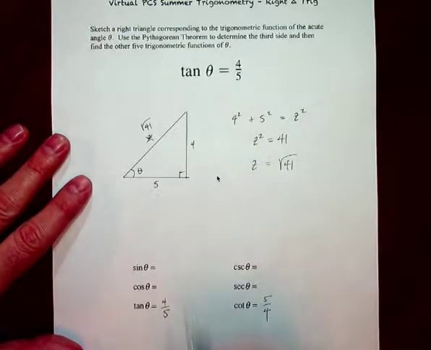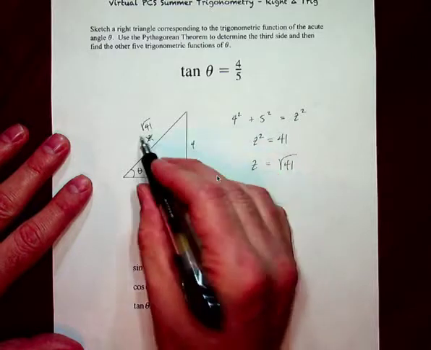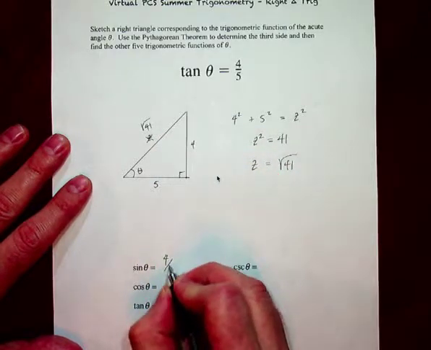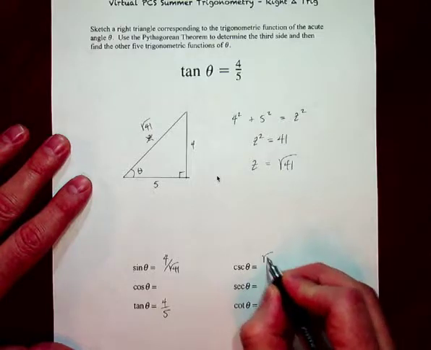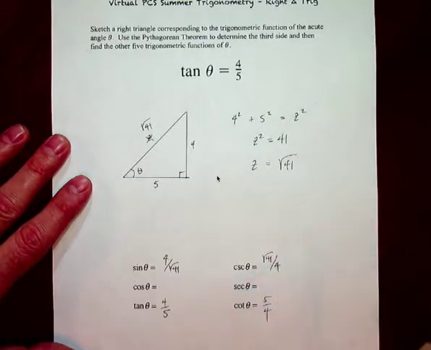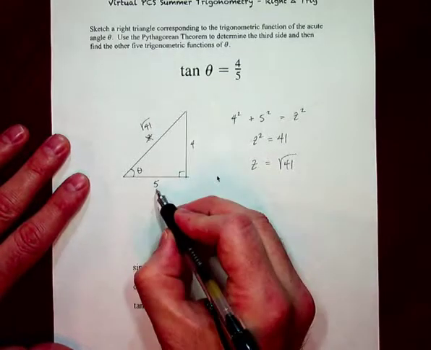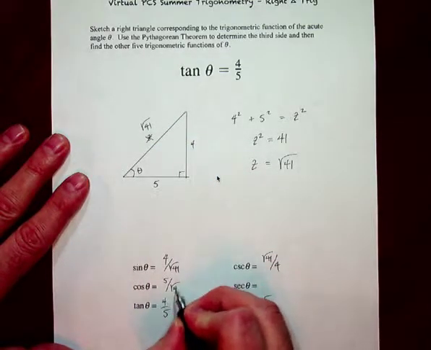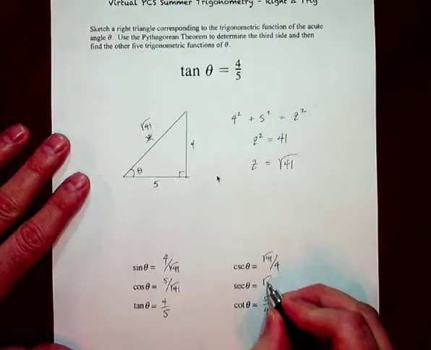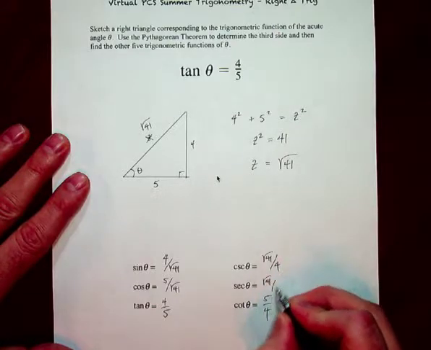Sine is opposite over hypotenuse, so 4 over root 41. Cosecant is going to be its reciprocal. Cosine is adjacent over hypotenuse, so 5 over root 41. And secant is going to be its reciprocal.